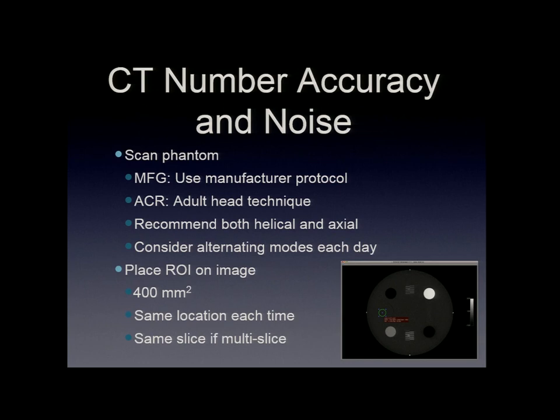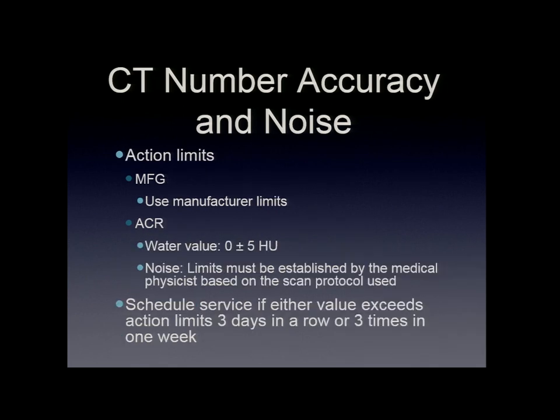You're trying to minimize as many variables as possible so you can identify outliers and therefore possibly identify the cause. And then with multi-slice, you want to try to take something in the middle where it has the least amount of artifact contribution to it. Of course, for the action limits, you use the manufacturer's phantom. You will use their limits as well. For the ACR, it's plus or minus 5 CT units. And so you want to make sure you're within that.